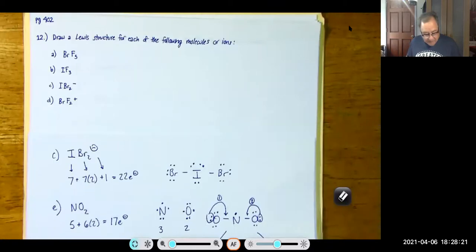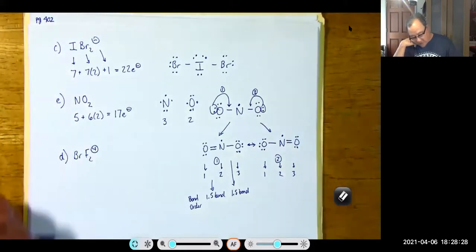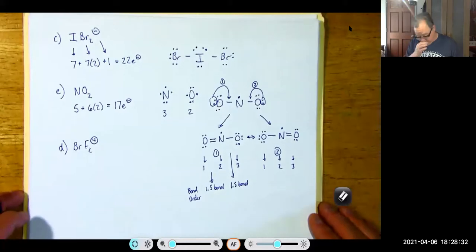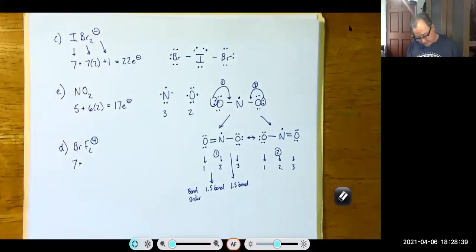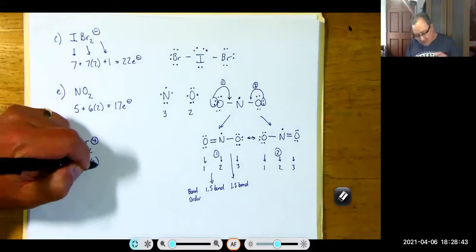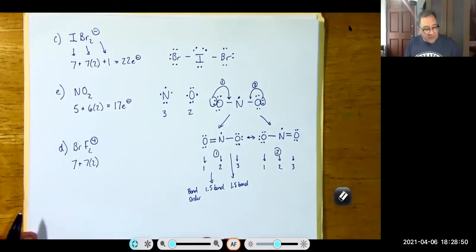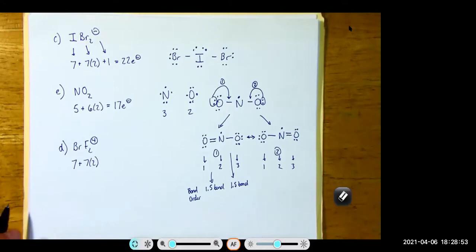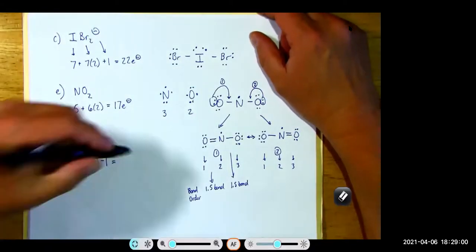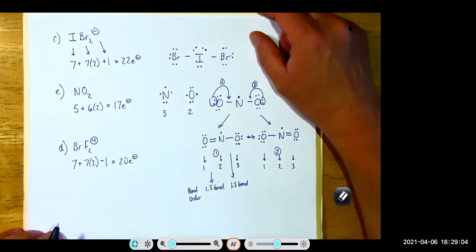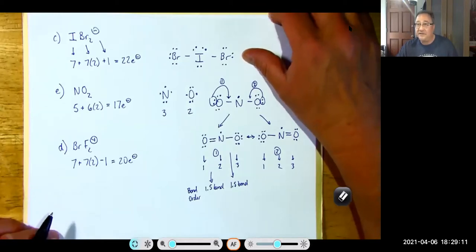Okay, so let's look at BrF2 plus. So how many electrons due to the bromine? 7. Yep. How many due to a fluorine? 7 times 2. Okay. And how many due to the charge of +1? An extra 1. Wouldn't an extra electron make you negatively charged? Yeah. So we have to remove 1. So that's how we do it. Okay. So there's 20 electrons. And mind you, these are valence electrons, not total electrons, just the ones on the outer shell.